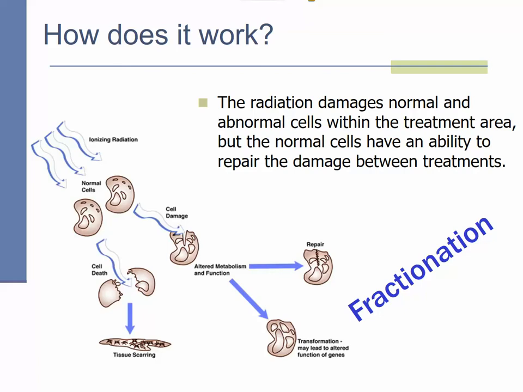However, malignant cells undergo damage. Normal cells do have the ability to repair themselves. Therefore, radiation treatments are delivered over several days to allow the normal cells to repair the damage that has taken place.